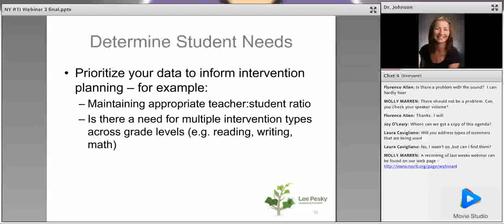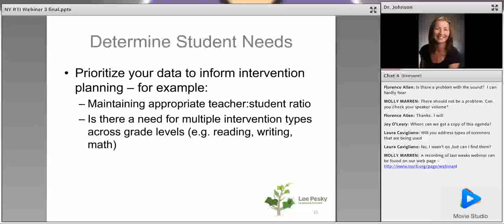Okay. So we want to make sure that, to the extent possible, we maintain an appropriate teacher-student ratio. And then we want to think about, do I need multiple intervention types across my grade levels? If that's the case and I'm just getting started and I have limited resources, then I may want to put a priority on reading. And then once I get that down, maybe my next priority would be writing, right?